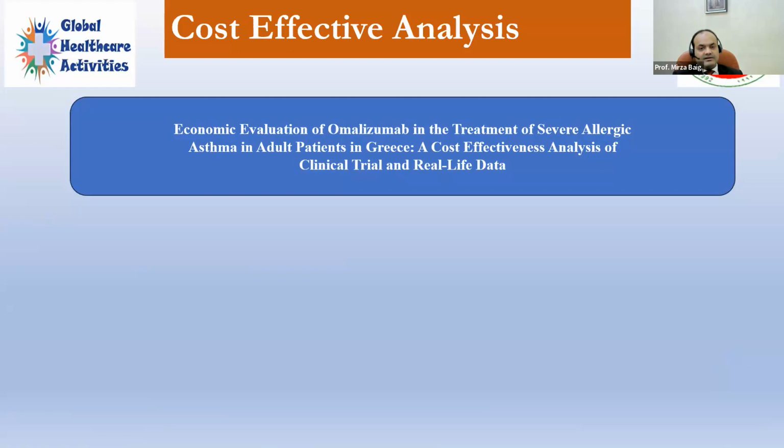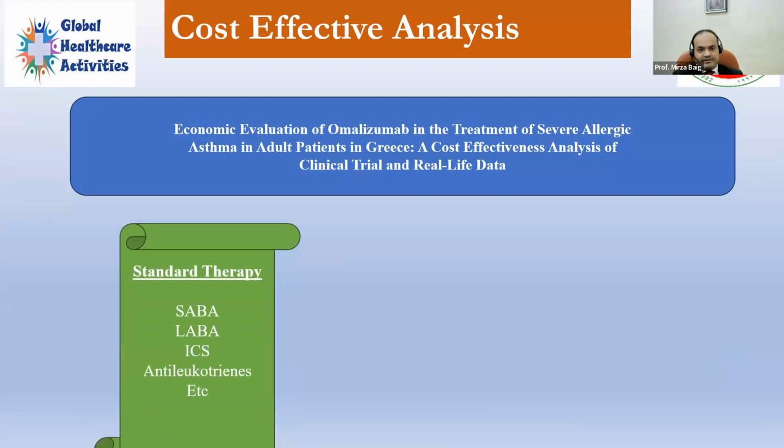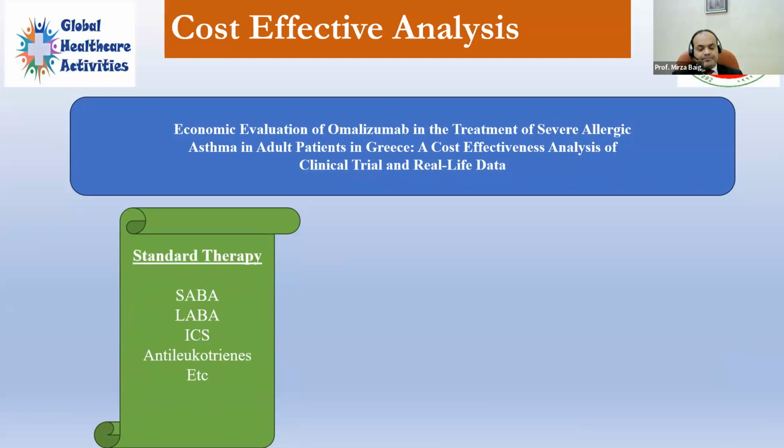They analyzed clinical trial and real-life data, and they compared it with the standard therapy. In the standard therapy, we have short-acting and long-acting inhalers, inhaled corticosteroids, and anti-leukotrienes like montelukast sodium. They add therapy step by step based on the severity of the patient. This is the standard therapy, and the government is spending a lot on it. Even after giving this standard therapy, there are a lot of rehospitalizations and emergencies, which increased the overall cost of therapy for asthma patients.